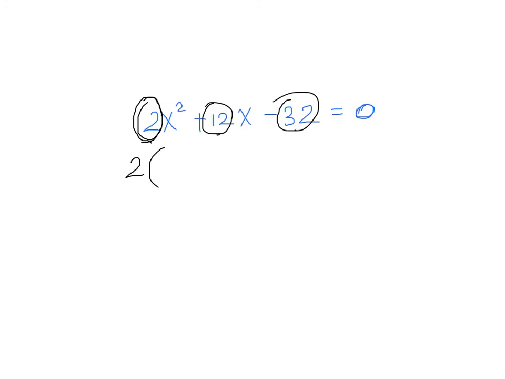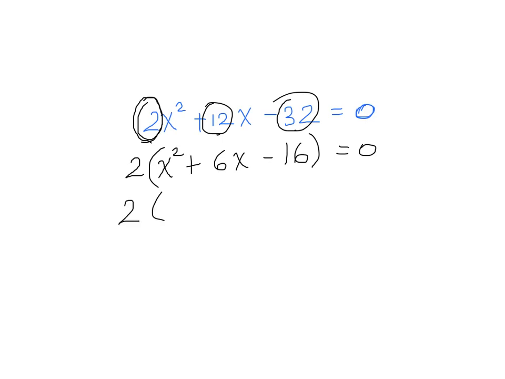Now we have to go through and divide each of our terms by 2. So 2x squared divided by 2 will give you just x squared. 12x divided by 2 will give us 6x. And negative 32 divided by 2 gives us negative 16. So now this looks a lot like what we're used to.